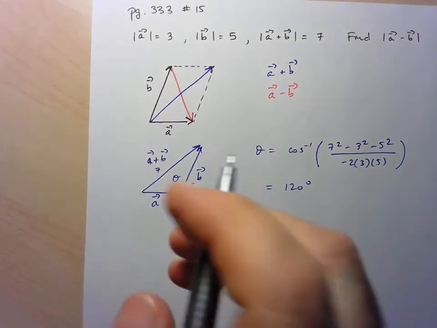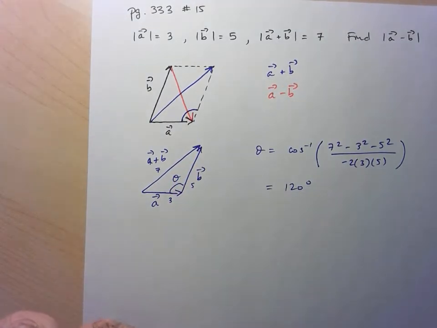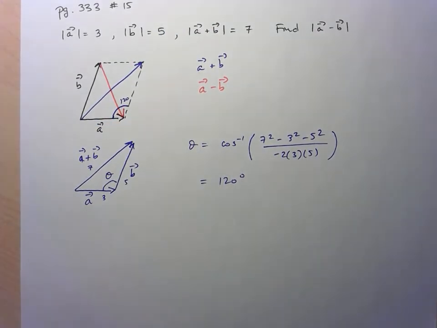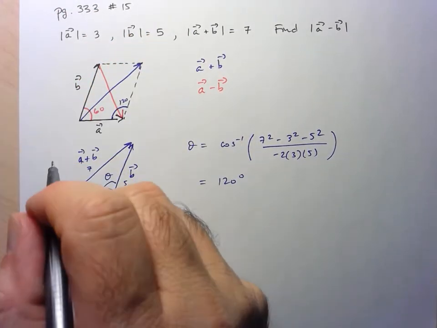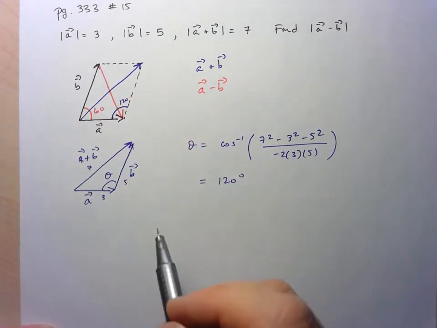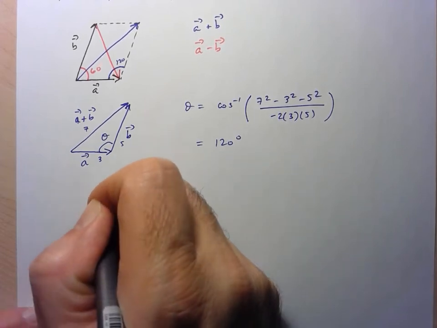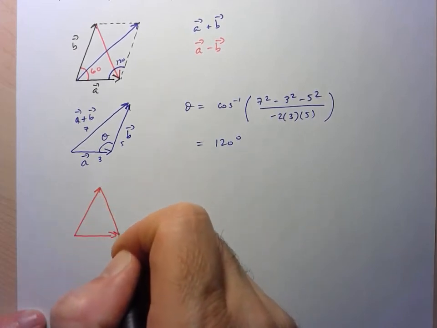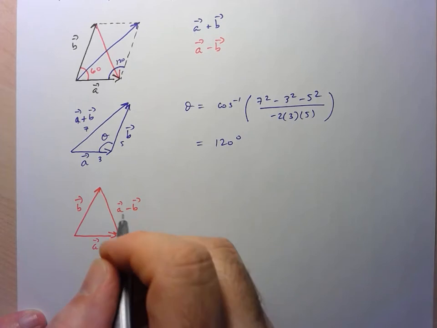Okay, so that means this angle here, if we go back to our parallelogram representation, is 120 degrees, which means that, and now I'll switch over to red to work with the other triangle, this angle is 60. And so now I have enough information to work with this triangle here, which again I'll redraw. So I again have A and I have B. But now I'm placing them tail to tail because I want to work with the difference A minus B. So this is A, there's B, that's A minus B.